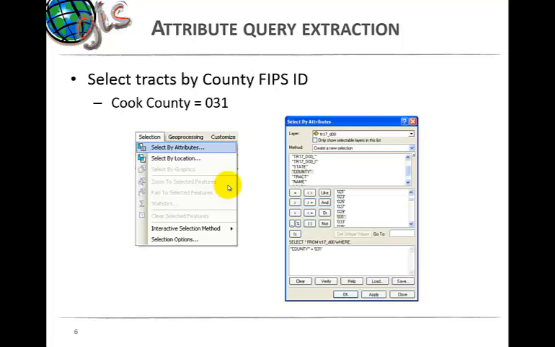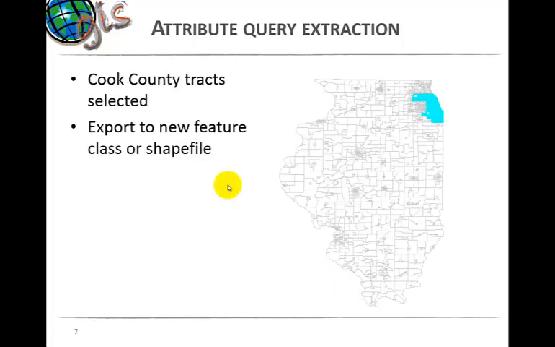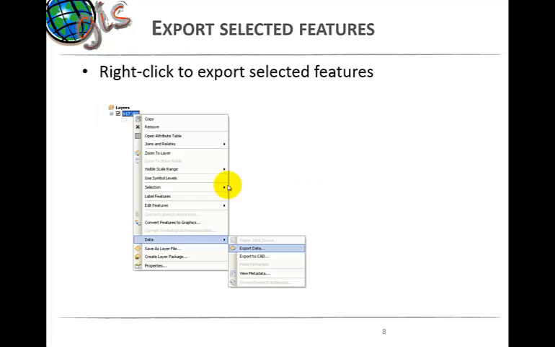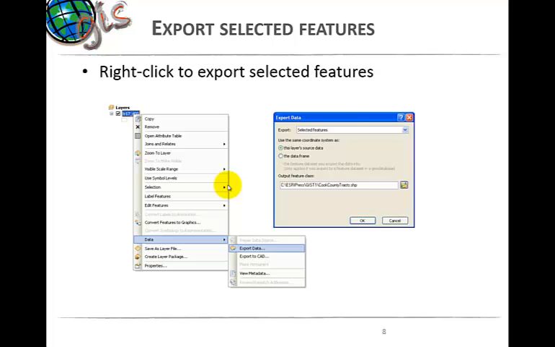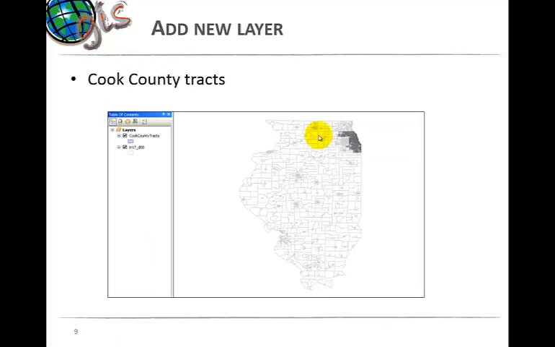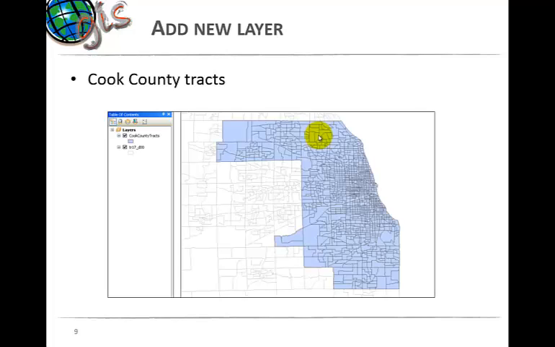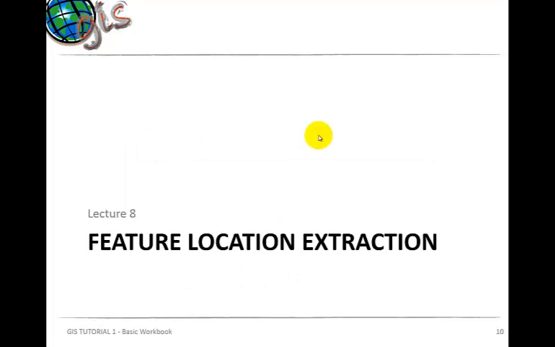select by attributes, and then we say county is equal to 031, and then it's going to get selected. So what we can do is export that selection to a new feature class or a shapefile, by right clicking, data, export data, and make sure you have the selected features while you are exporting this data. We have already done this, and then add to the map as a new layer, right? Feature location extraction is nothing but a spatial query.